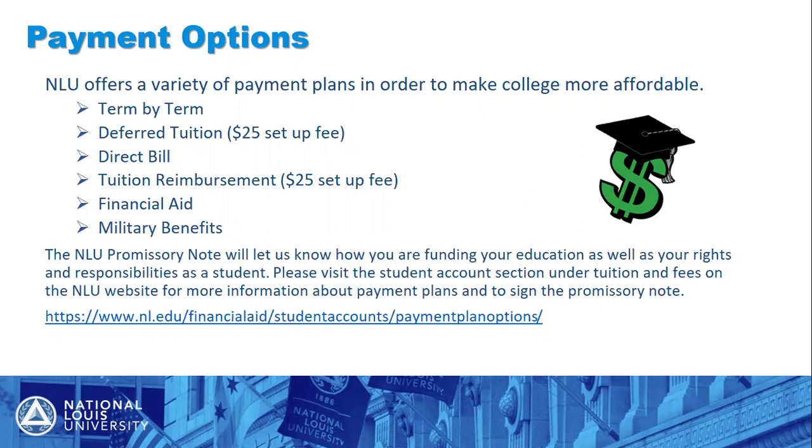What that is, it takes your current tuition for the term, divides it up by 3 so that you can make equal payments towards your balance with the goal of having the balance paid off by the end of the term. Next is direct bill.